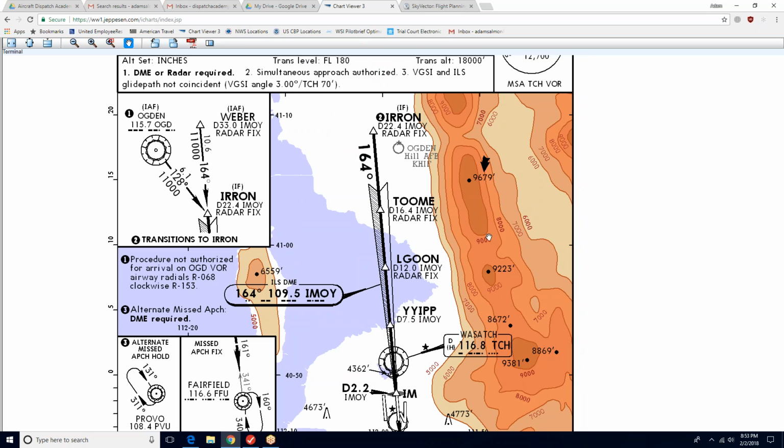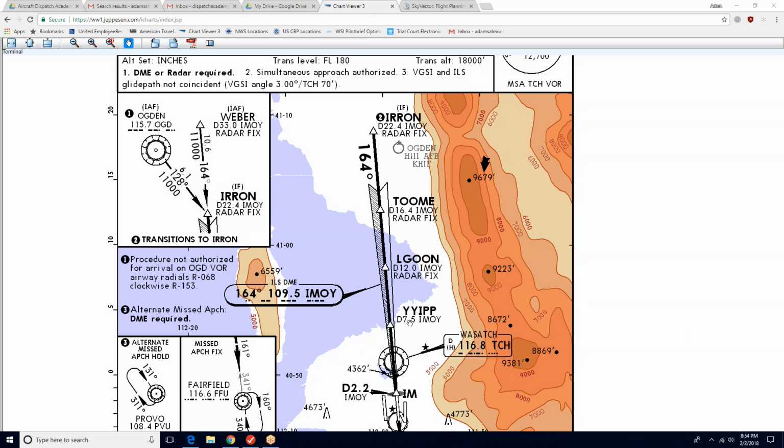You've got all these mountains over here that you can see the elevations of: 9381, 9223, 9679. You've got mountains up to 10,000 feet, basically all right there. You have Hill Air Force Base, which is right here, right at the very beginning of the approach. You're above it. So there are a lot of other things.